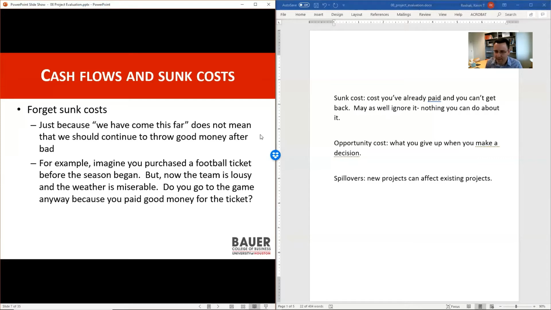Okay, so one way to make this concrete is to think about football, right? At UH, we go to football games here, we promote the Cougars. Imagine you buy a football ticket before the season began. But now, suppose a variety of things happen. Maybe the team is not as good as you thought they were. The weather is miserable. There's this virus, and now no one's going to go to the game. None of your friends are going to go to the game anyways. Do you still go to the game anyway because you paid good money for the ticket?